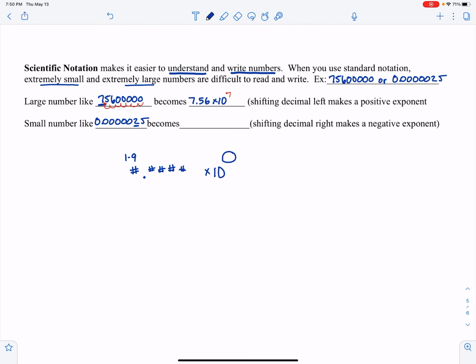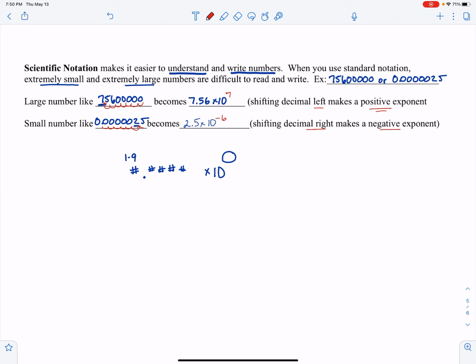And then I'm going to go to my other number. And again, it's just the first number you come to, like when you're reading left to right. So that's a 2.5 times 10 to the, and then again, here's where my decimal started. 1, 2, 3, 4, 5, 6. It's a negative 6. So shifting the decimal right, that's what I just did, makes it negative. Shifting left makes it positive.